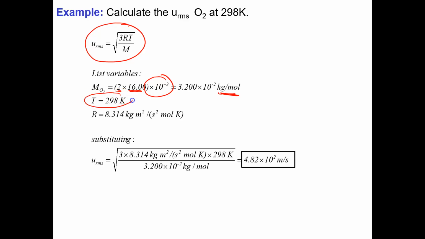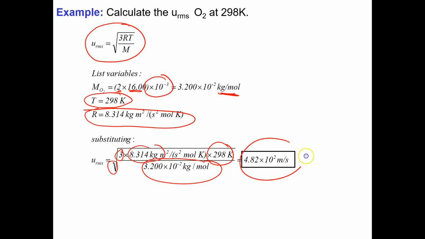Our temperature is already given to us in Kelvin, and we just got to remember to use the 8.314 value for R, not the 0.0821 value. So once we've got all of our variables organized, we're just going to put it into our equation. 3 times R times T divided by the molar mass in kilograms per mole, and then take the square root of everything. And sure enough, it ends up being 482 meters per second. And that's kind of reasonable because we're expecting these speeds to be of the order of a few hundred meters per second.